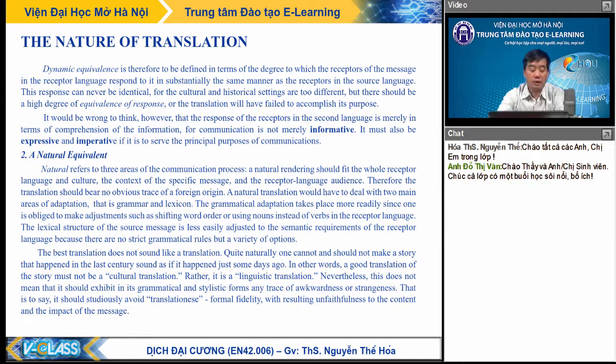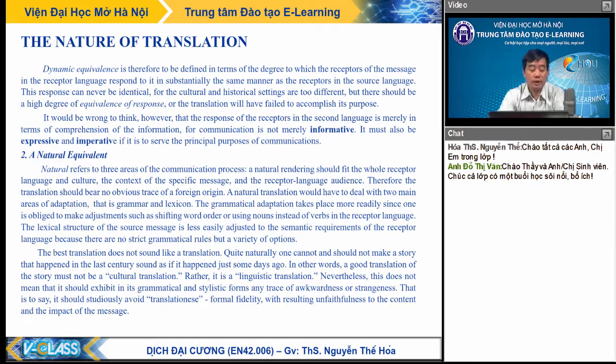Another matter is that we can define dynamic equivalence in terms of the degree to which the receptor of the message in the receptor language responds to it in substantially the same manner as the receptor in the source language. And this response can never be identical because the cultural and historical settings are too different, but there should be a high degree of equivalence of response.